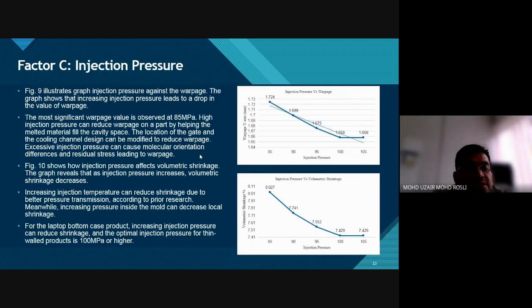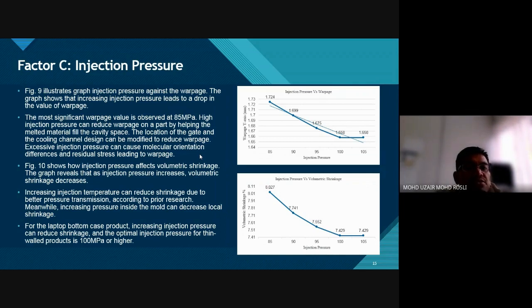So we go to factor C, injection pressure. Figure 9 illustrates the graph of injection pressure against the warpage. The graph shows that increasing injection pressure leads to a drop in the value of warpage. The most significant warpage value is observed at 85 megapascal.